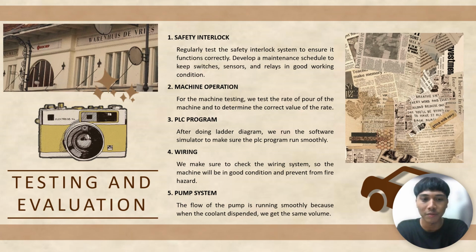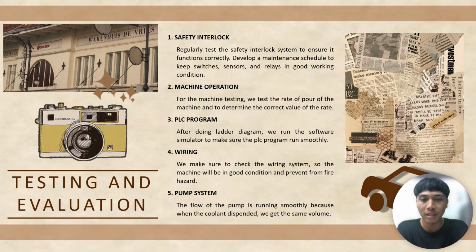I'm from DKM 5B. Testing and evaluation. First, safety interlock. Regularly test the safety interlock system to ensure it functions correctly. Develop a maintenance schedule to keep switches, sensors and relays in good working condition. Second, machine operation. For the machine testing, we test the rate of flow of the machine and determine the correct value of the rate. Number 3, PLC program.